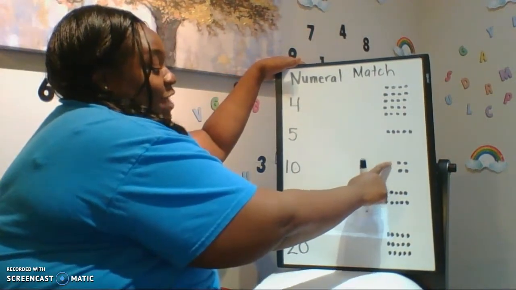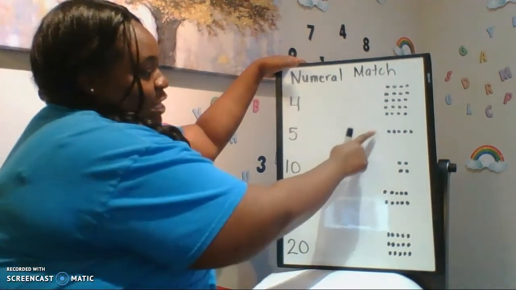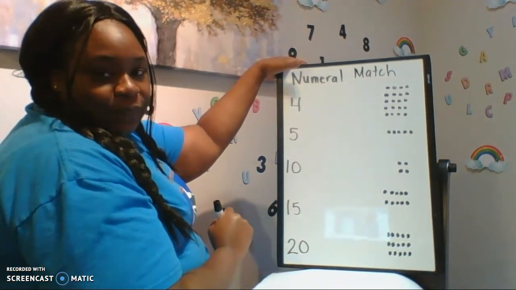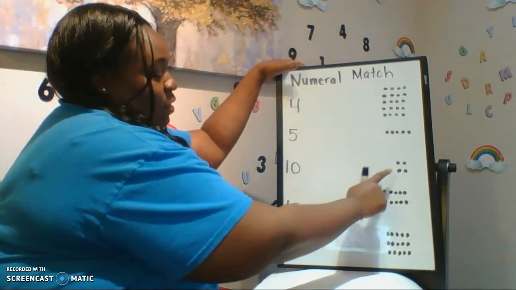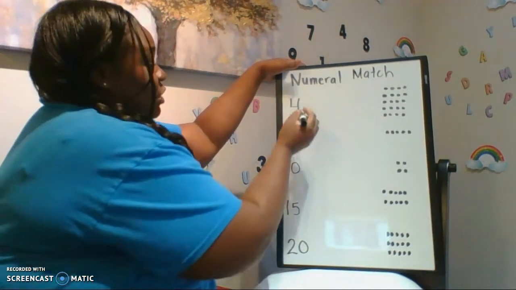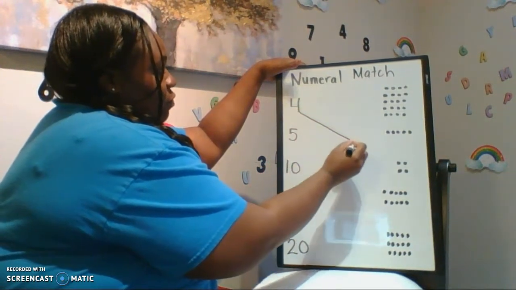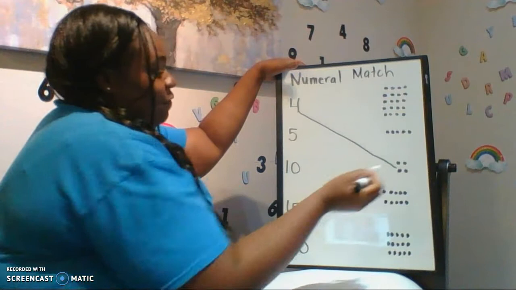Let's see. This has a small amount and this has a small amount. Which one do you think is 4? This one or this one? Let's count. You said this one? 1, 2, 3, 4. You are right. So Miss Charles is going to draw a line from this 4, the numeral 4, to the set of 4.